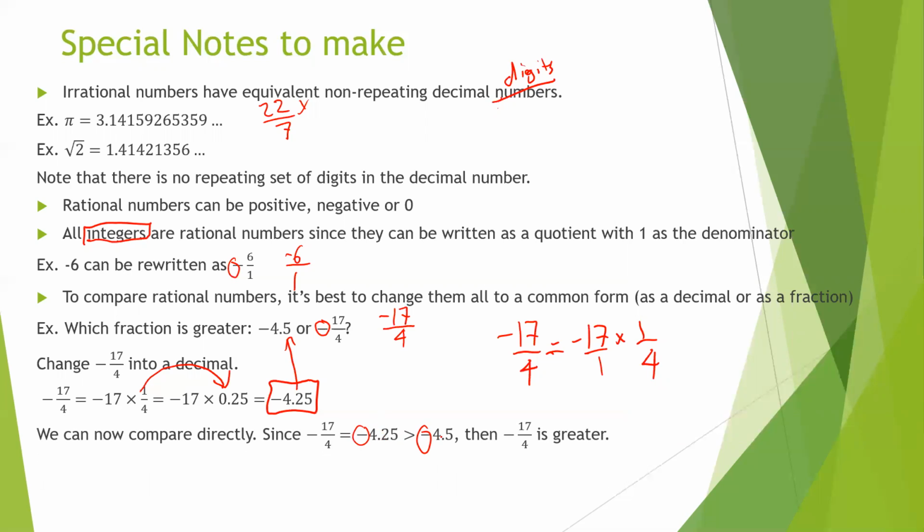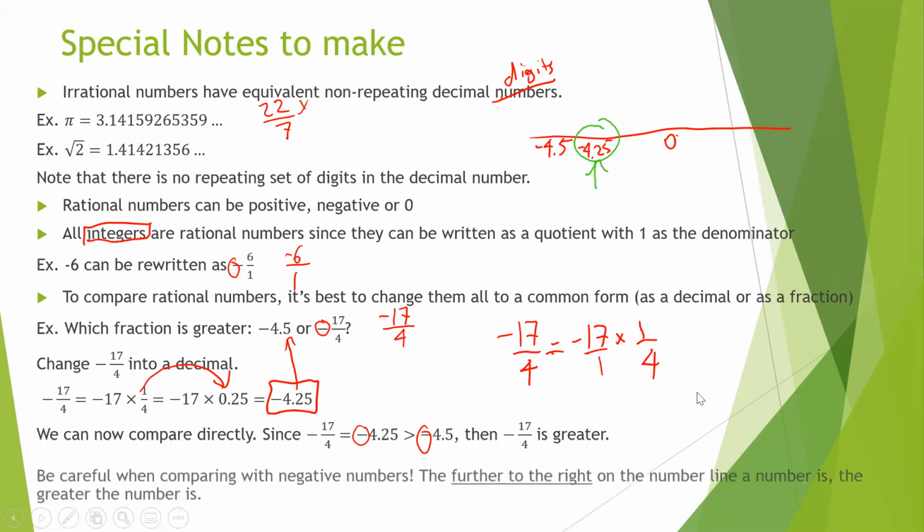-4.25 is actually going to be larger than -4.5. And the reason for that, again, if you picture a number line here, -4.5 is right here, and -4.25 is right here. I can clearly see that -4.25 is more on the right than -4.5. So because it is more on the right on the number line, then obviously -4.25 is going to be larger. And of course, because -4.25 is equal to -17/4, that means that -17/4 is greater.